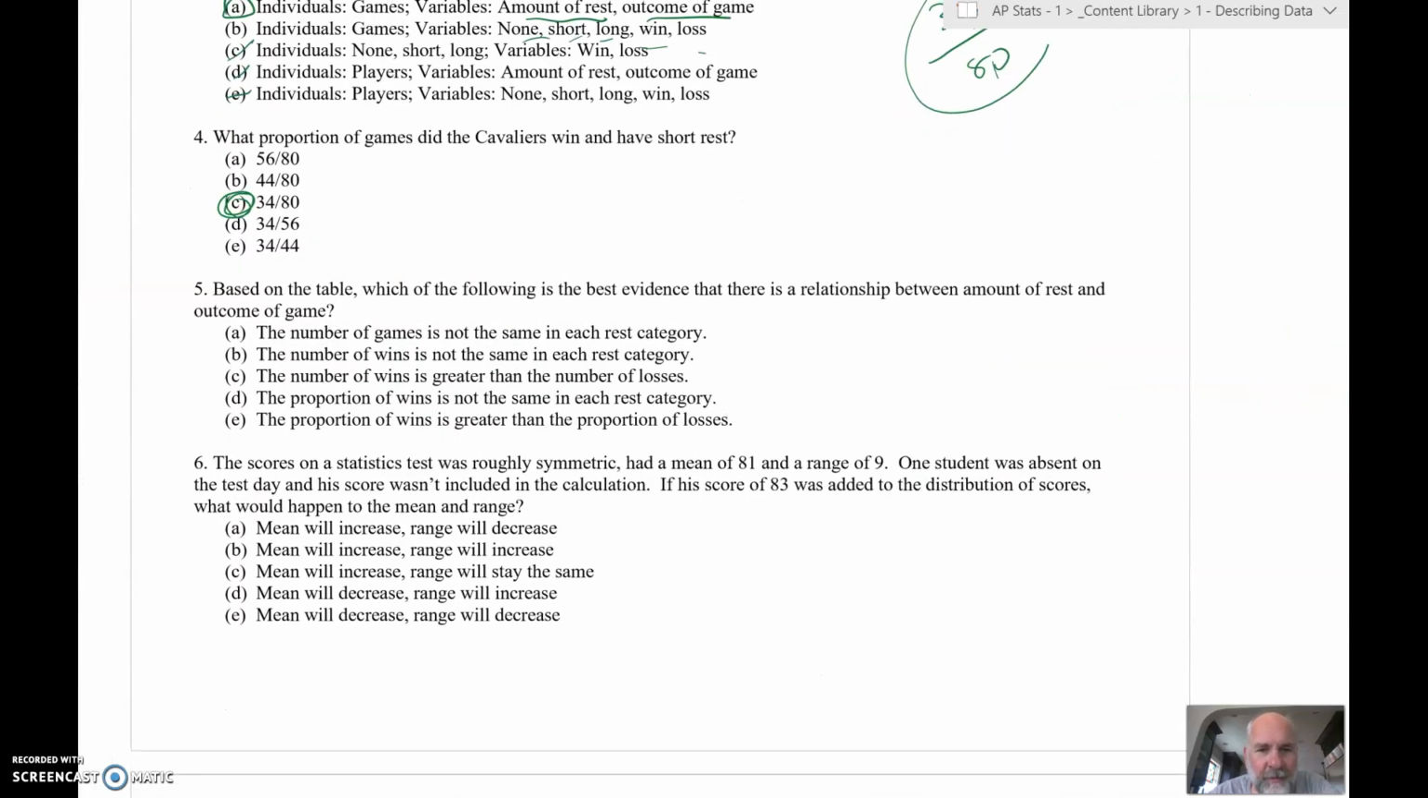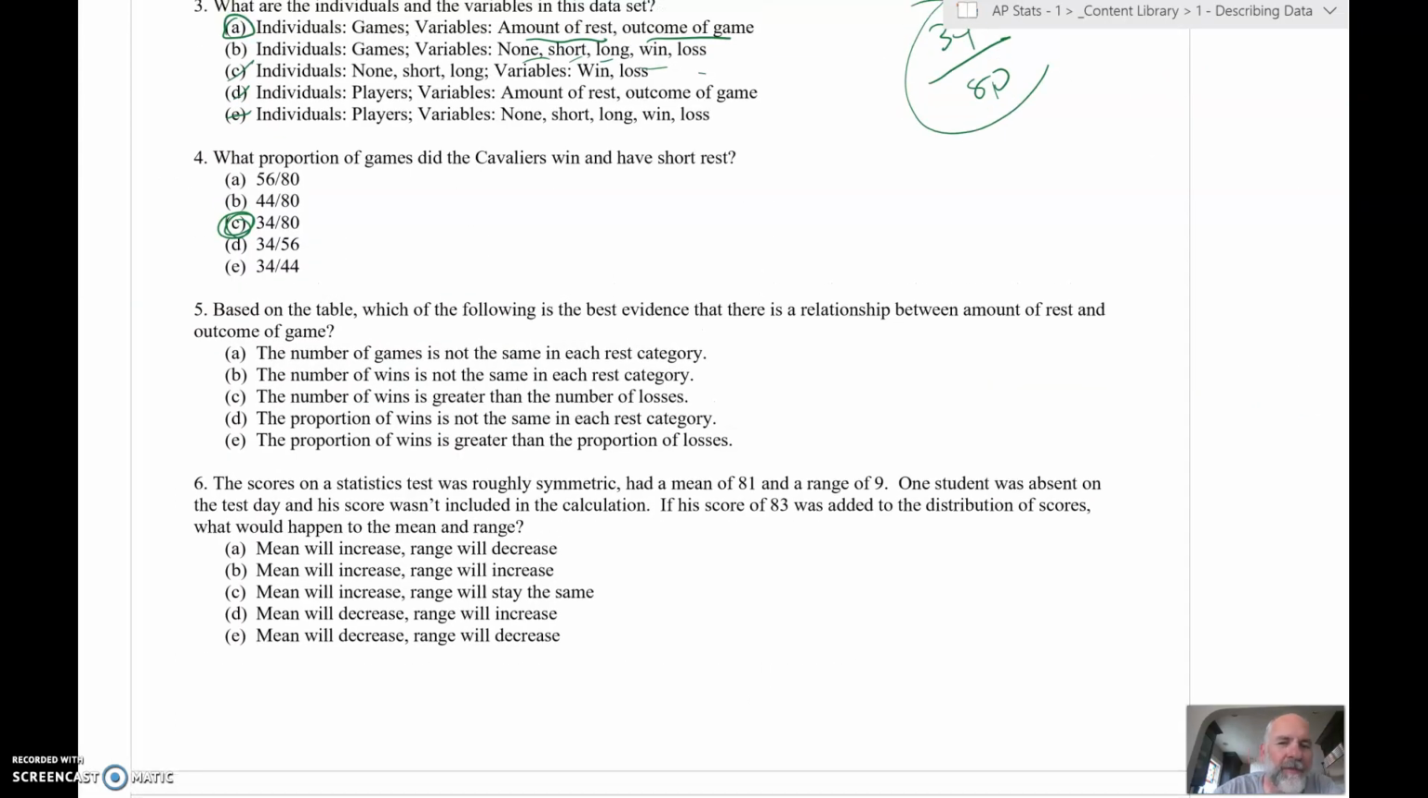Based on the table, which of the following is best evidence? The number of games is not the same. No, that's not true. The number of wins, it's not about the numbers, it's about the proportion. The proportion of wins is not the same in each rest category. That how often they win changes depending on the amount of rest.